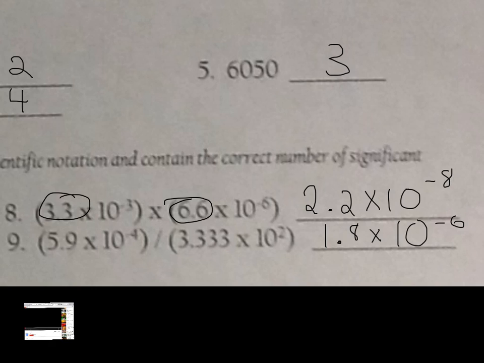And then for number 9, you round to 2 sig figs because in this part there are only 2, while in this part there are 4, but it's multiplying and dividing, so you just do whichever has the least.